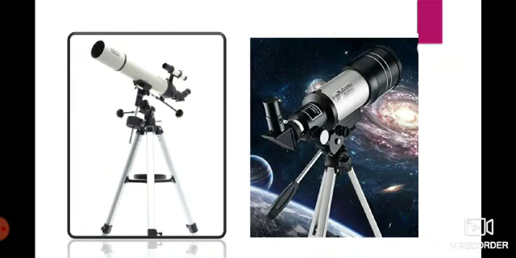The astronomical telescope is used to view stars, planets, galaxies, etc. And the terrestrial telescope is used to view objects on the surface of earth. So on the surface of earth, we use the terrestrial telescope to see distant objects, and above the earth, that is the stars, planets, galaxies, we use the astronomical telescope.